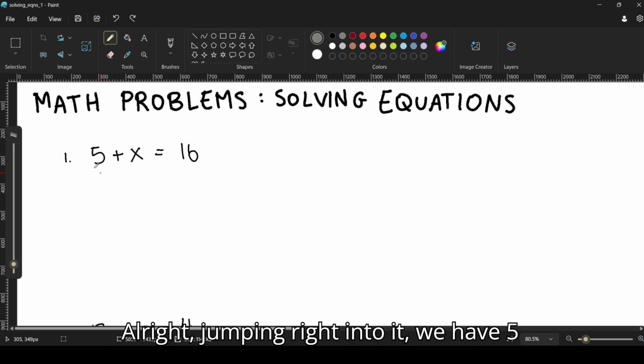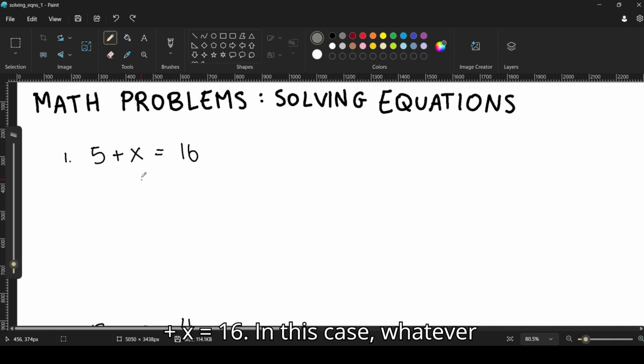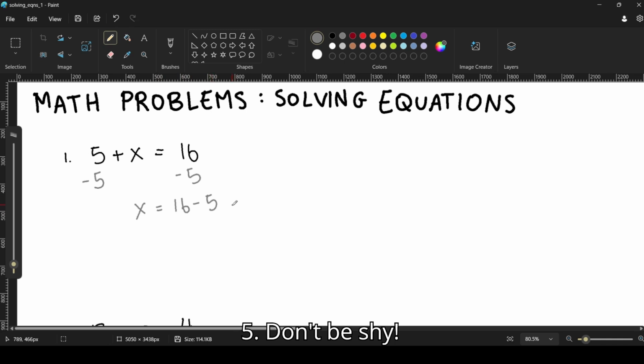Alright, jumping right into it, we have 5 plus x equals 16. In this case, whatever you do to the left side, you're going to want to do to the right side in order to isolate the variable and make sure we figure out what it is. So, to get rid of the 5 here, we're going to subtract 5 from both sides. So then we get x equals 16 minus 5. Don't be shy. Go ahead and count on your fingers just like me. I count on my fingers all the time. 16 minus 5 is 11.